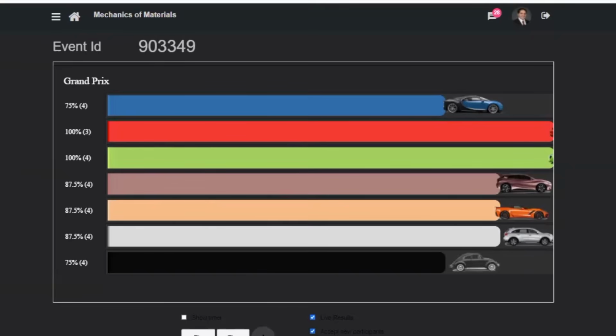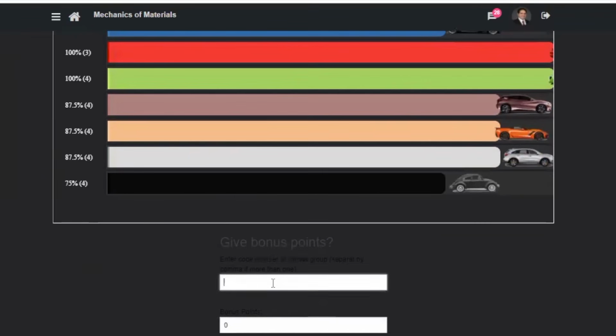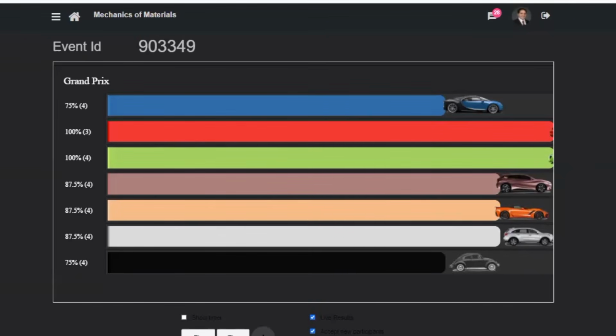Two teams reached 100%, so teams 2 and 3 are going to receive that extra bonus point. And again, I can't emphasize enough how important the activity and discussion are. This is not about points. This is not about getting 1 point or not. This is about learning from each other and interacting with each other.